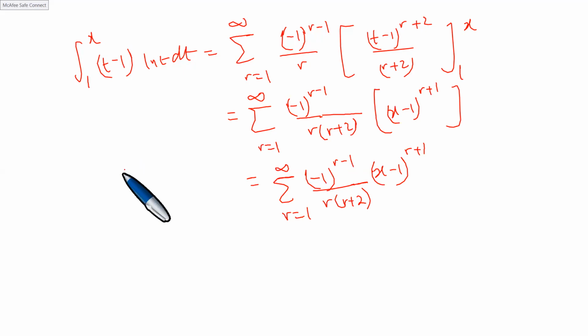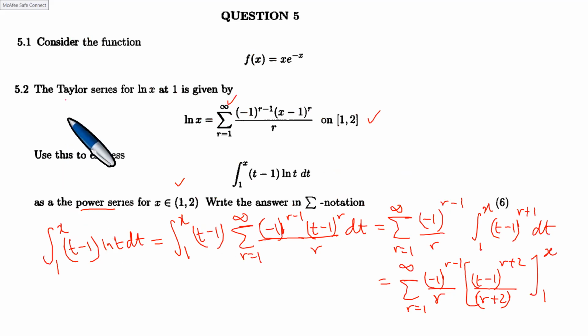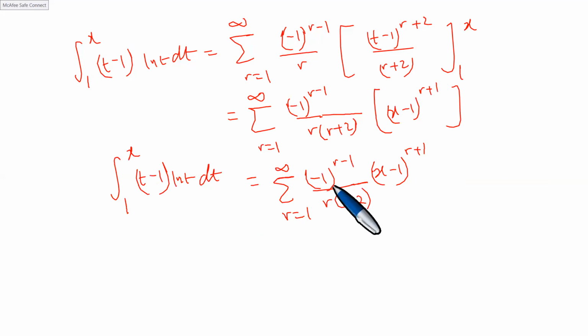So it means therefore for us to integrate this, which is (t minus 1) ln t dt, is equal to this. Okay. And the question was, the Taylor series for that is given by this. Use this to express this as a power series for x between 1 and 2. Okay. And this is it.